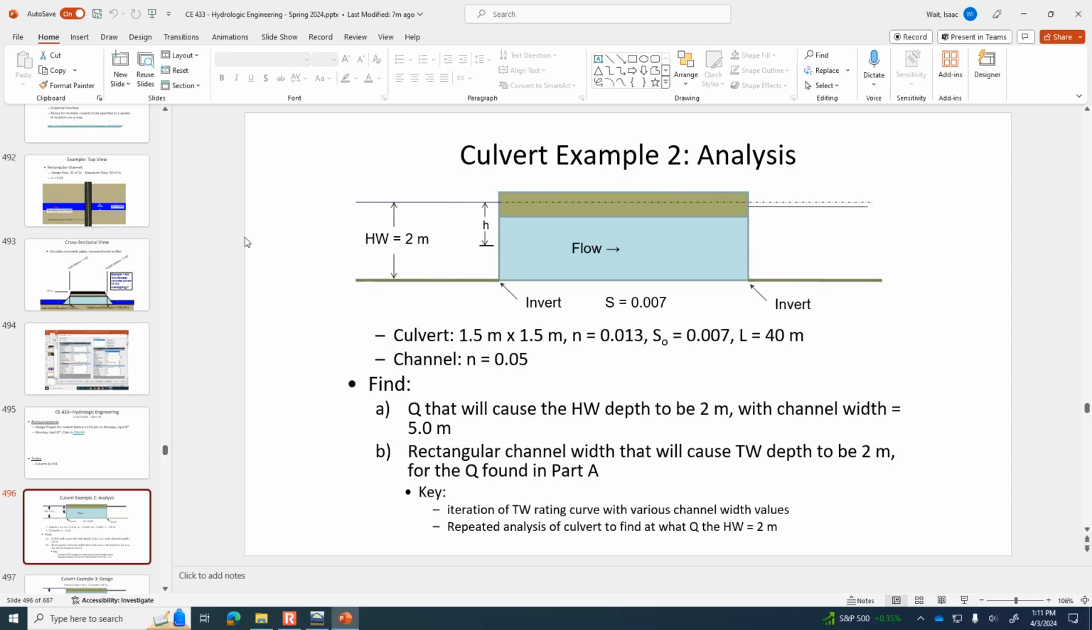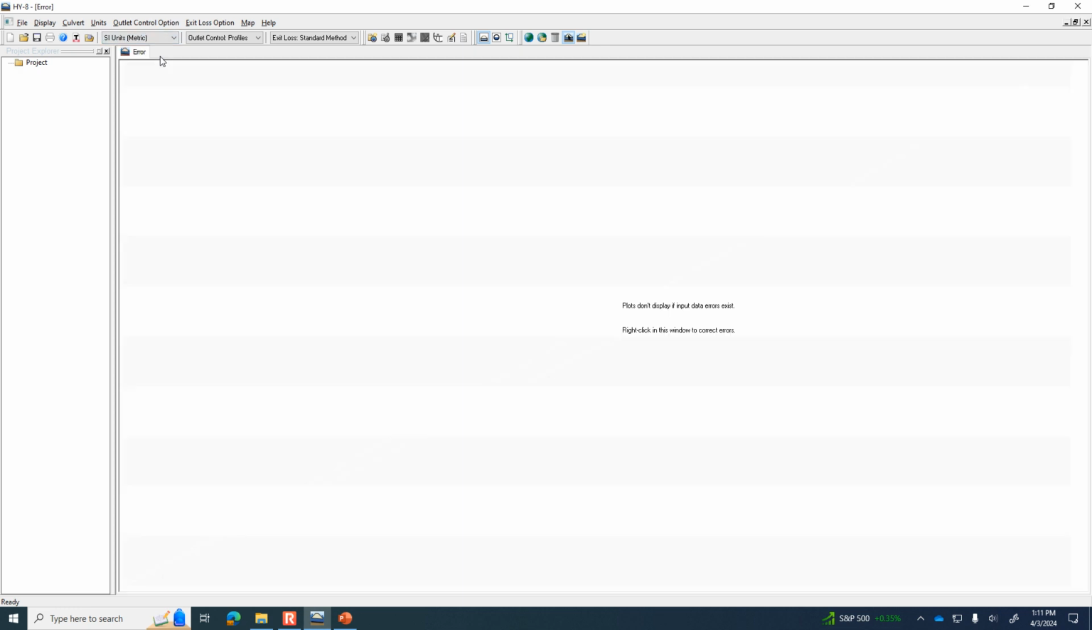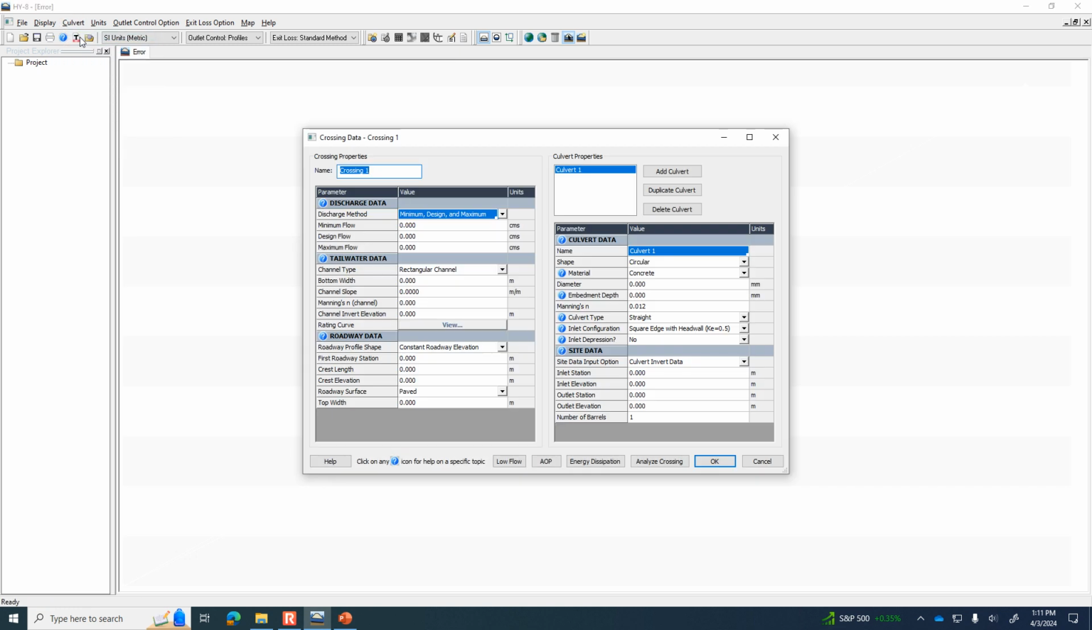Okay, so let's go through it together. I gave you the handout so you can see the questions and the givens and everything as we work through it. So in HY8, we're working in SI units again on this example, and it defaults into customary, so I need to close this and switch over to SI units. And then culvert, new culvert crossing. Okay, so we just want to double check that the units here where it says CMS, that means cubic meters per second.